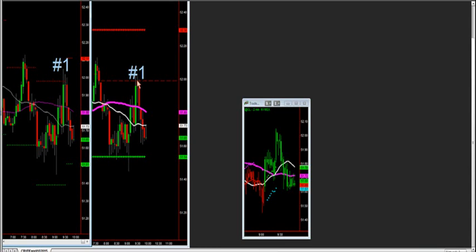You don't need confluence, but the more stacked areas you get, the more accurate the market profile will be. Now, this same setup has worked for 30 years, since 1985, same exact setup, moving averages in a downtrend, sell the first test of high value area. Moving averages in an uptrend, buy the first test of low value area.